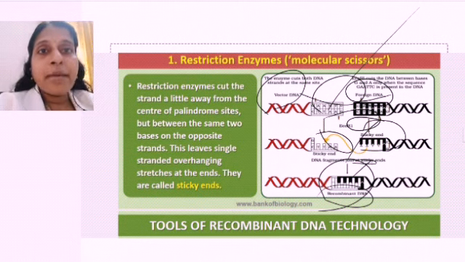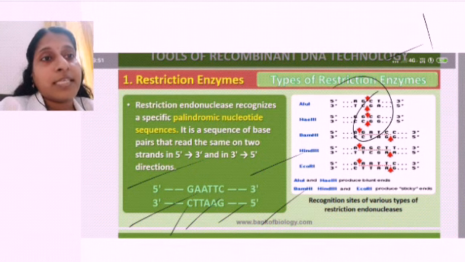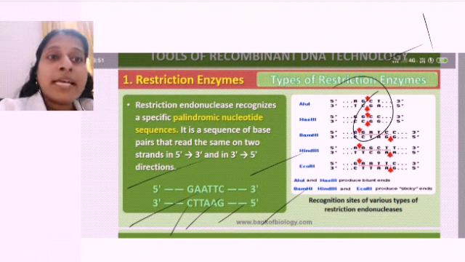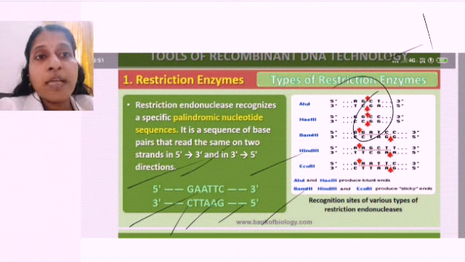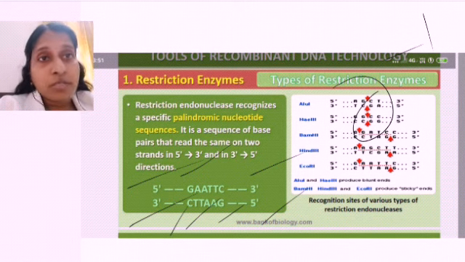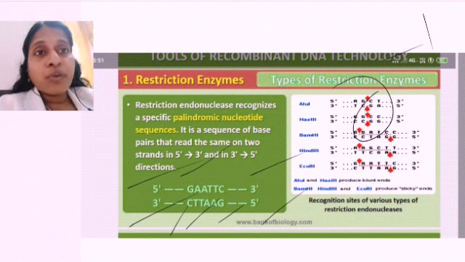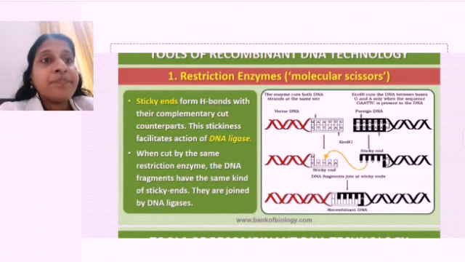And if asked to give an example, you have to give the example as 5'-GAATTC-3', 3'-CTTAAG-5'. So what is G? Guanine. A is adenine, T is thymine, and C is cytosine, right? These are the nucleotides which we have already learned in class 11, right?